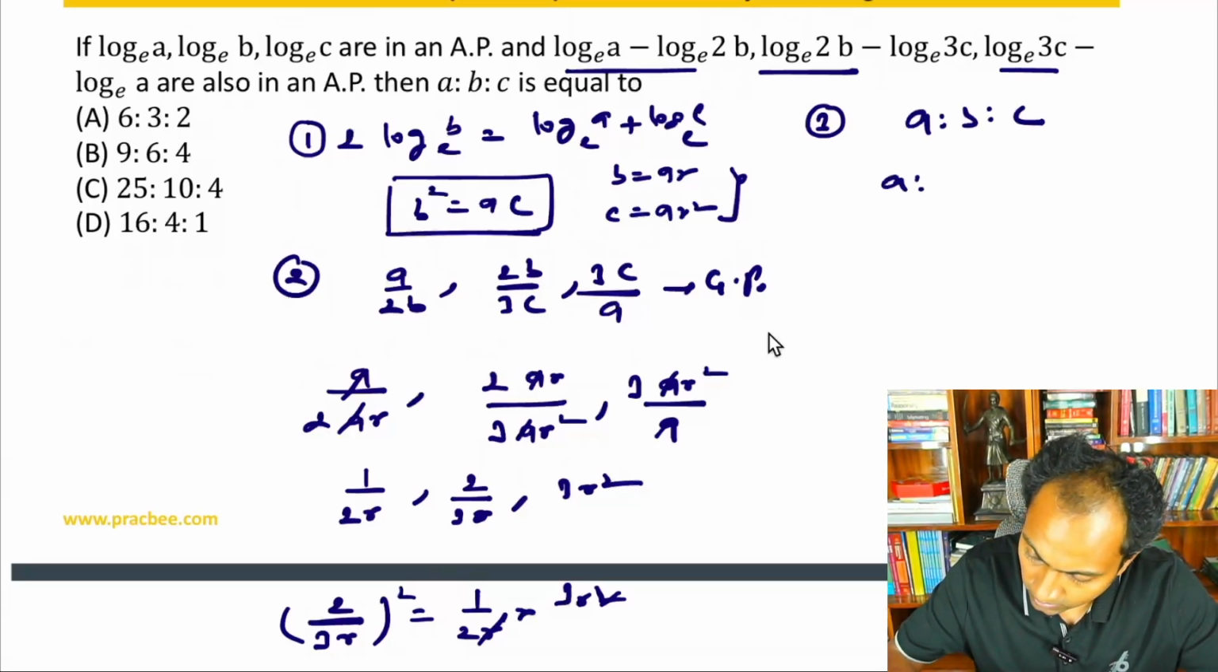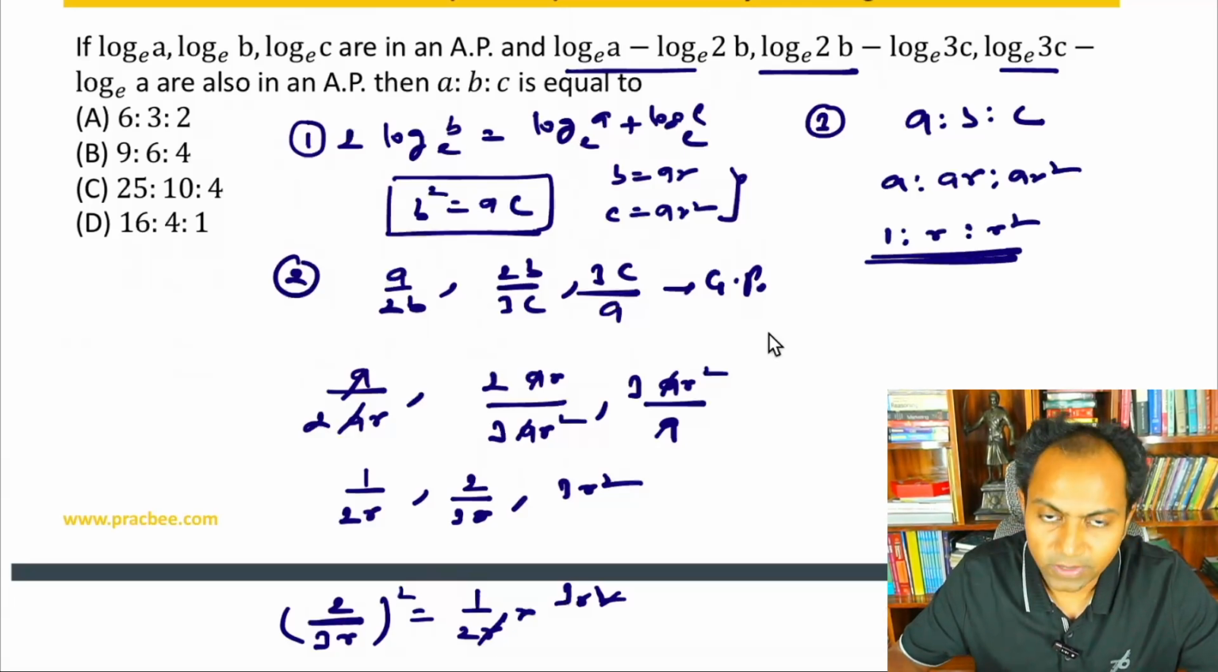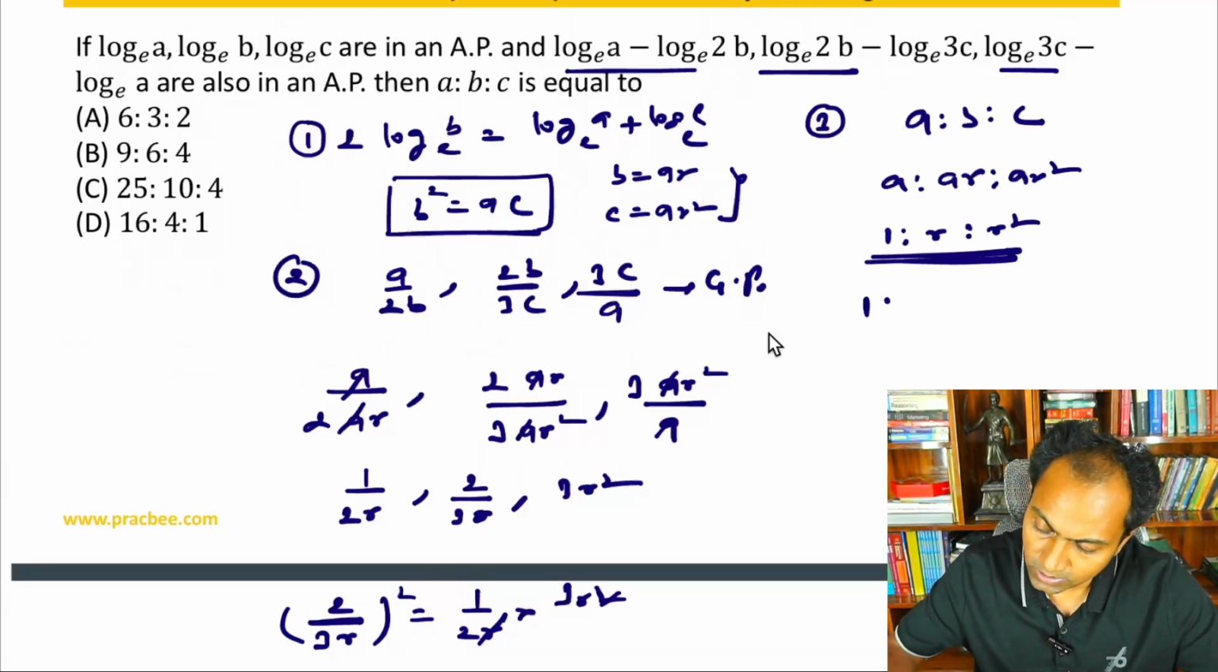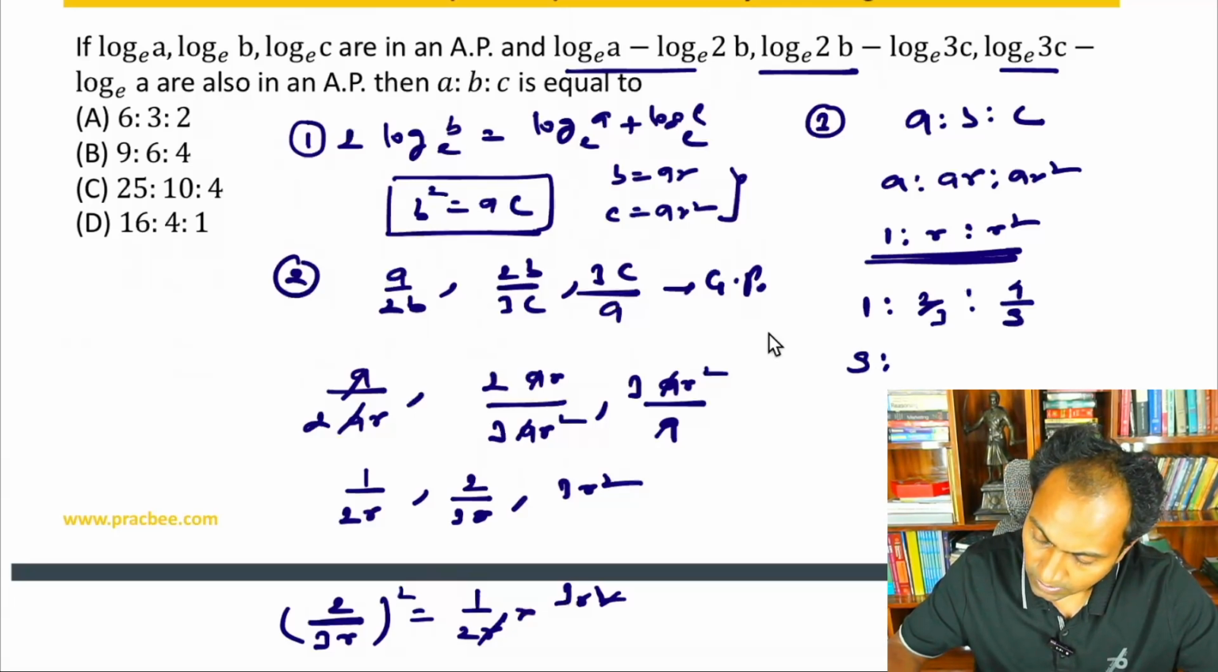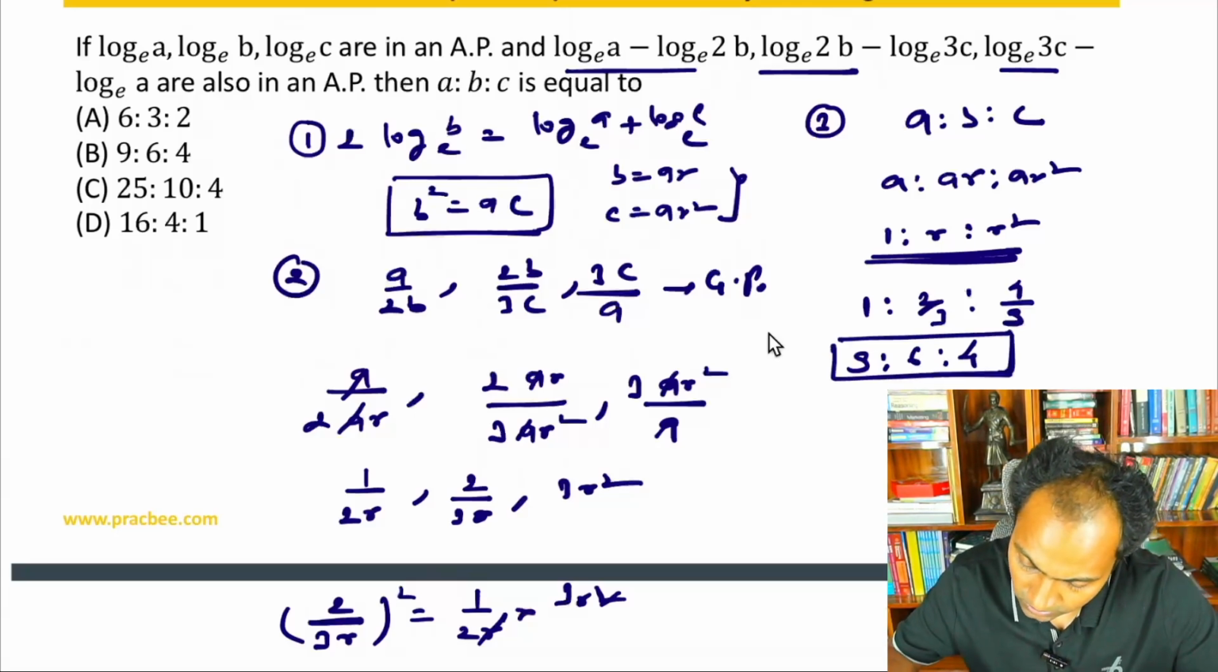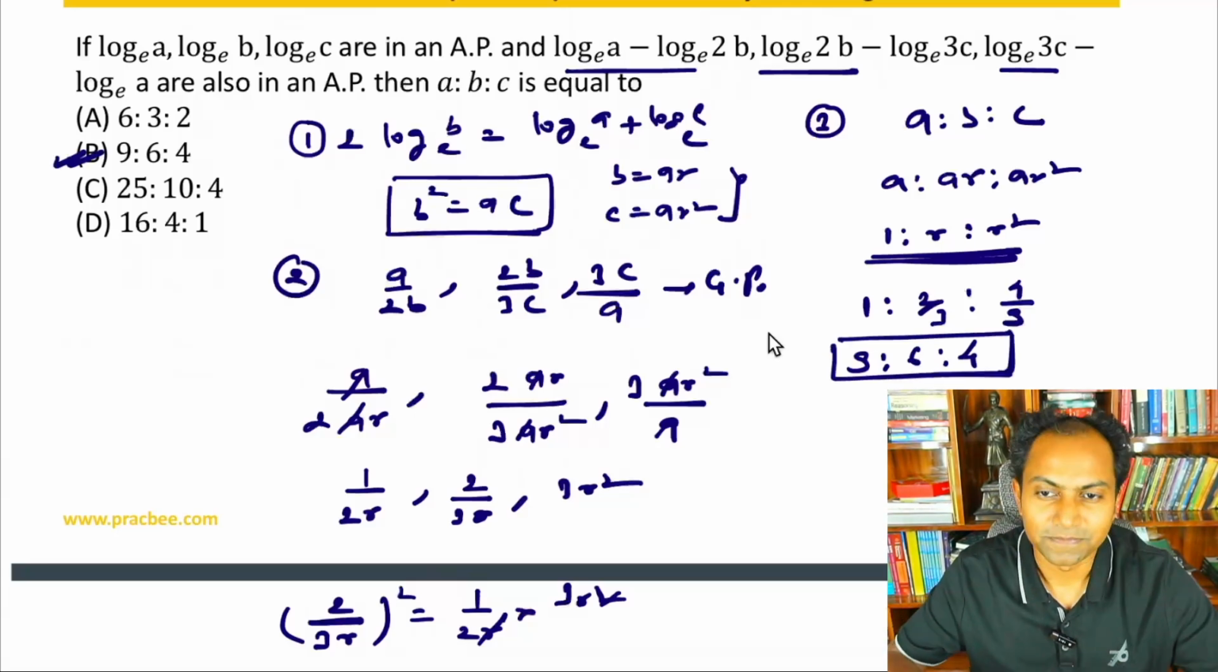So if I put the value, this is A is to AR is to AR square. A will get cancelled out, to 1 is to R square. We can put the value of R and get the answer. So 1 is to 2 by 3 is to 4 by 9. So if I multiply by 9, this will become 9 is to 6 is to 4. This is the answer. So you can see that B option matches.